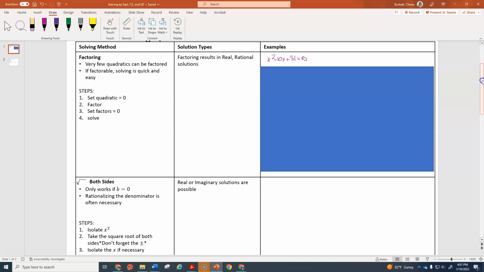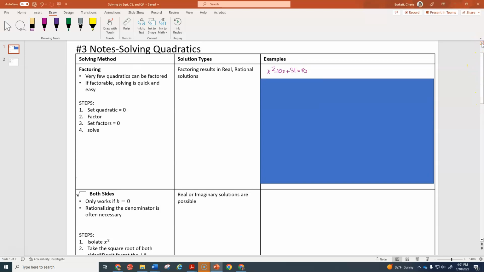We are solving quadratics. We're going to be doing several methods. We've already learned how to solve by factoring, but I wanted to give you an opportunity to practice. Here's some basic information. Very few quadratics are factorable, so you won't be able to solve by factoring very often, but when you can, it's a quick and easy method.